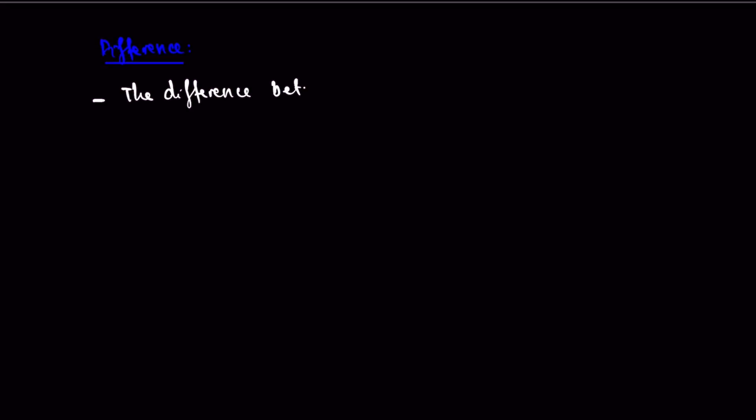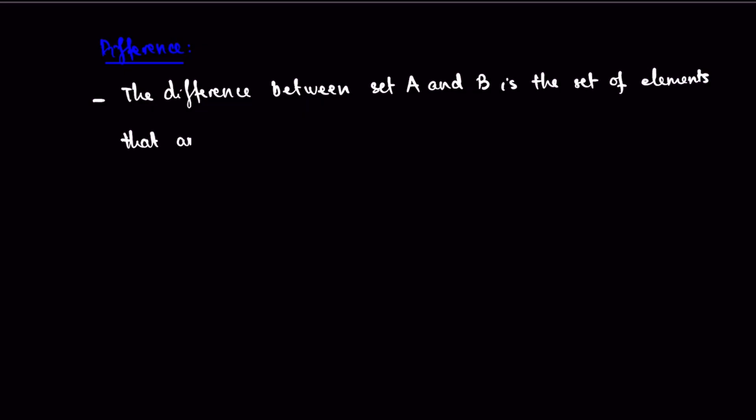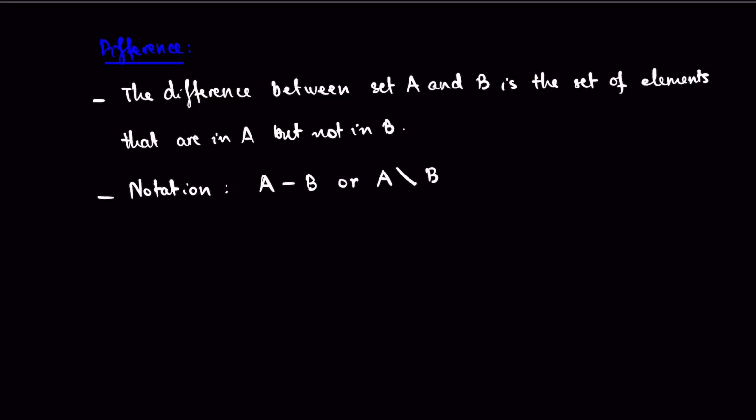By definition, the difference between two sets is the set of the elements that are in A but not in B. In terms of the notation, you can either use A minus B, or you can use A backslash B. Either notation should be fine in set operations. In terms of the set builder notation, the difference between two sets is the set of the elements x, such that x is an element of A and x is not an element of B.